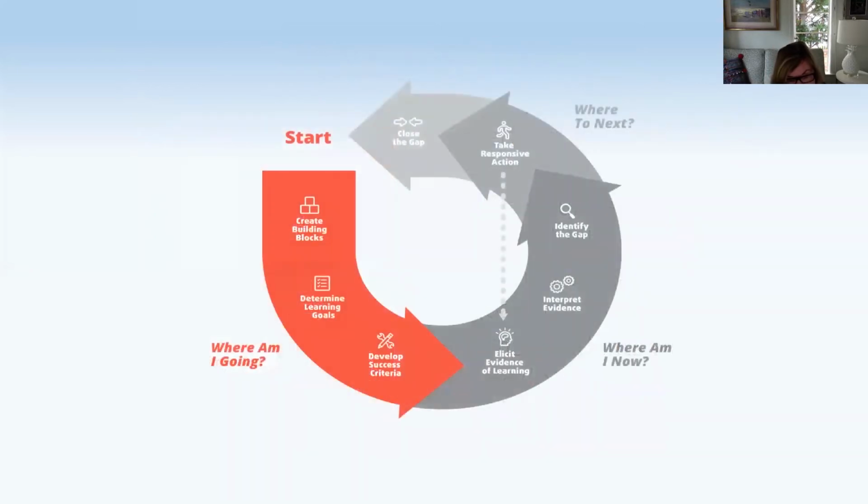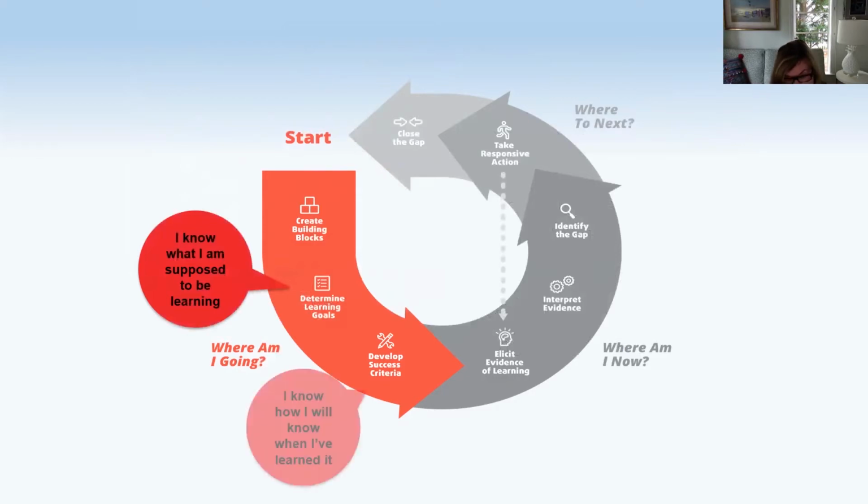And so the same questions as we have for teachers are the same for students. What am I learning? So students should be able to say what they're supposed to be learning and why they're learning it. And they should also be able to say how they'll know if they've learned it. So that's the red zone.